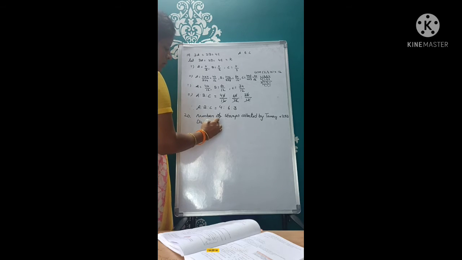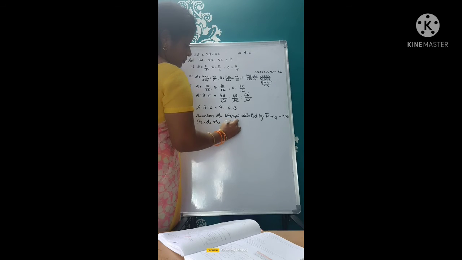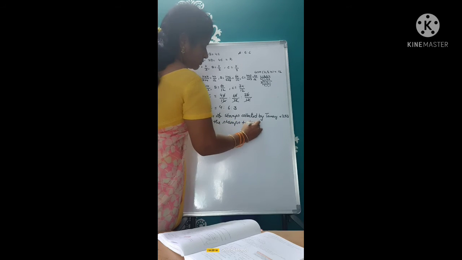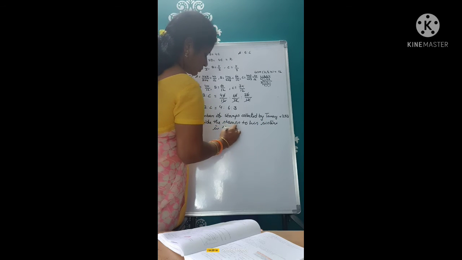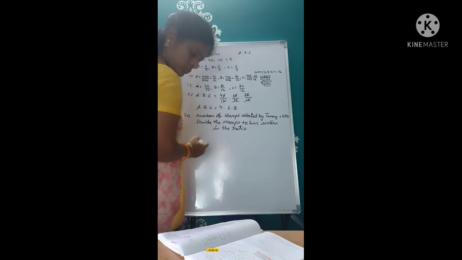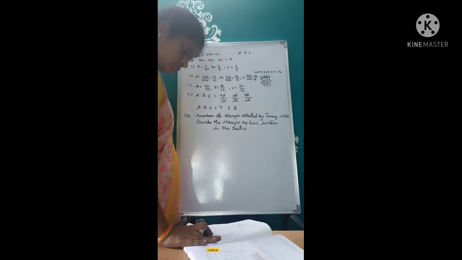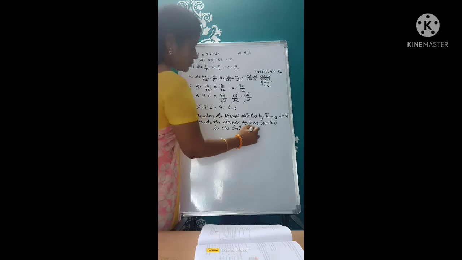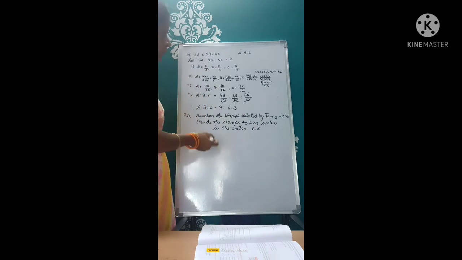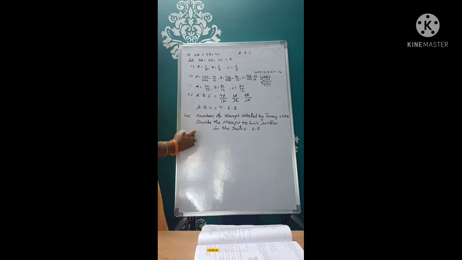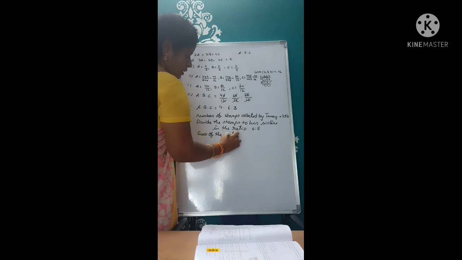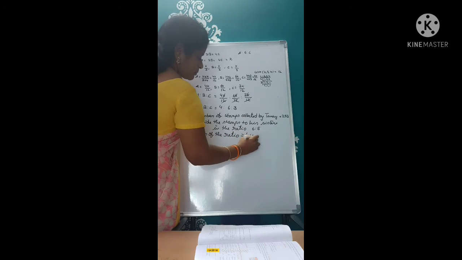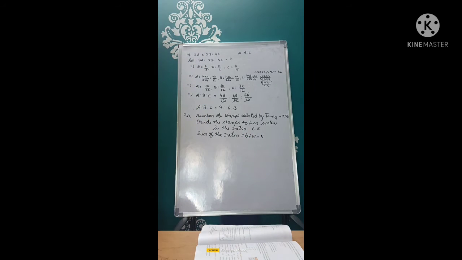Divide the stamps to his sisters in the ratio 6 is to 5. This is given. Okay. So first find the sum of the ratio. Sum of the ratio equals 6 plus 5, 11. Okay.